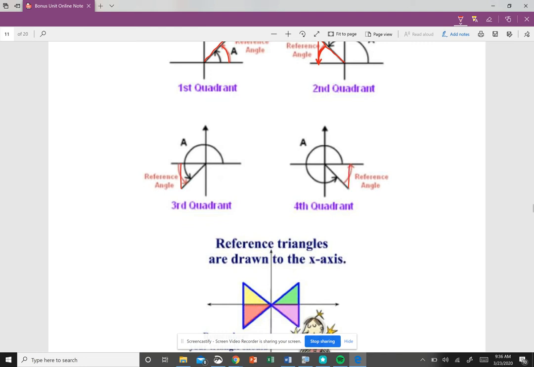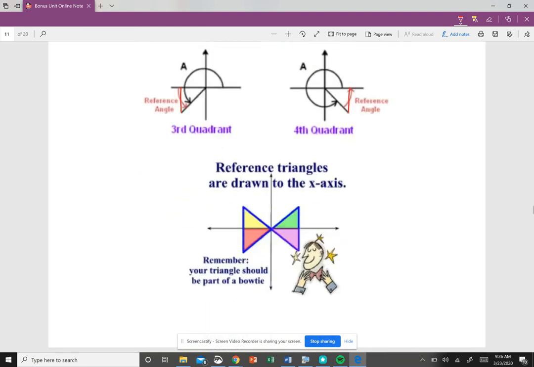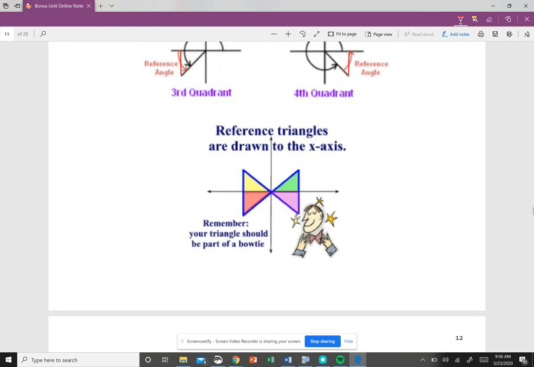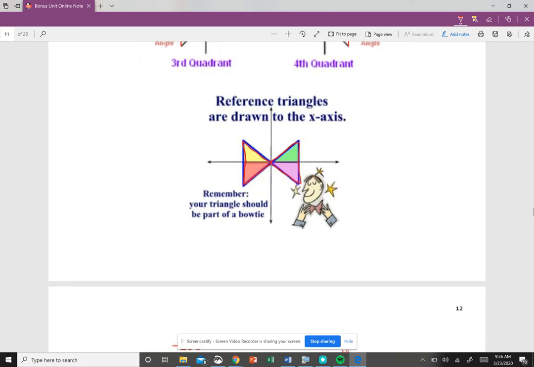Notice that it's always going to be this cute little triangle that we can create. Notice that we have a cute little bow tie. Remember, your triangle should be part of a bow tie. It's always going to come out from the center and then either down or up to the x-axis. Okay, notice that it never has to do with the y-axis. We're always talking about the x-axis.